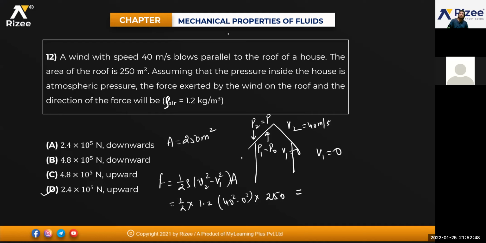Why is V1 0, beta? Because the roof is not moving. That is the reason the velocity at the lower portion will be 0.